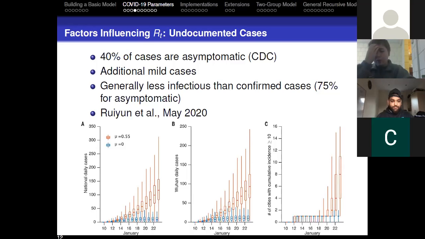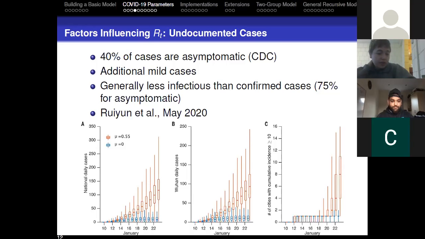One big thing in COVID that influences RT and R naught, or at least how we report R naught and RT, is the number of undocumented cases, since 40% of all cases are asymptomatic according to the CDC. In addition to those asymptomatic cases, there are mild cases that may not be reported because a person doesn't go and get a test.